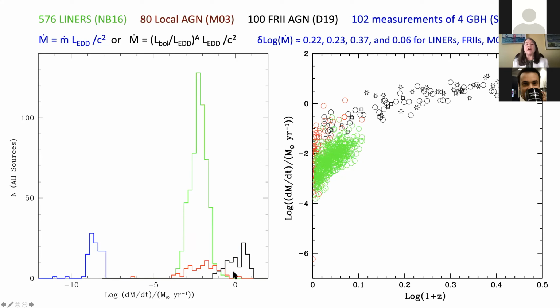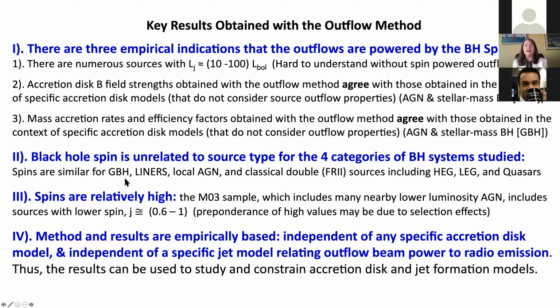The black hole spin is unrelated to source type. So the type of black hole, the black hole spin values and ranges are very similar for all of the sources studied: the galactic black holes, the LINERs, the local AGN by Merloni et al., that includes Seyfert galaxies and LINERs, and the classical double sources. And in fact, that had already been obtained in 2016 for the classical double sources on their own. You could see right away there was no relationship between AGN type and black hole spin.